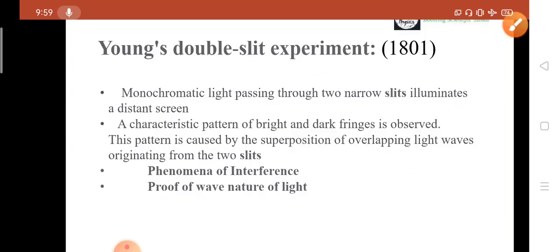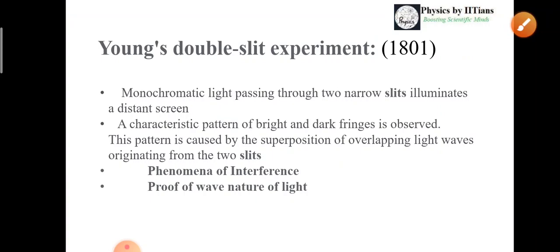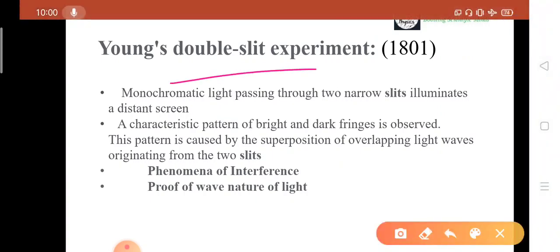Okay, and the next revolutionary idea is the Young double slit experiment, done in 1801. Before Young's double slit experiment, there was Newton's corpuscular theory of light. That is, Newton assumed that light is a stream of particles, and he named it the corpuscular theory of light.